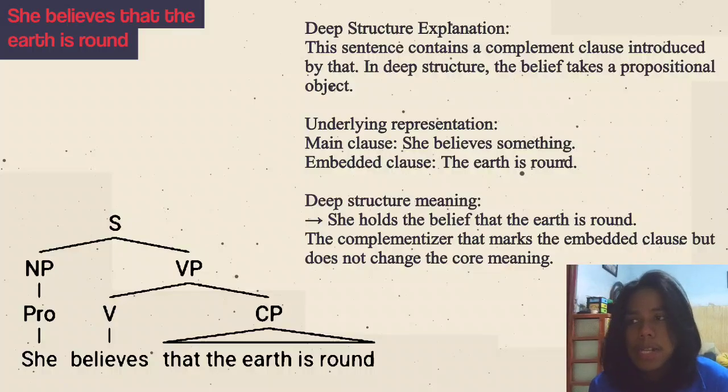So the deep structure explanation is that the sentence contains a complement clause introduced by that. In deep structure, the belief takes a propositional object. And for the underlying representation, here's the main clause, she believes something, and the embedded clause is the earth is round. And for the deep structure, she holds the belief that the earth is round. The complementizer that marks the embedded clause but does not change the core meaning.